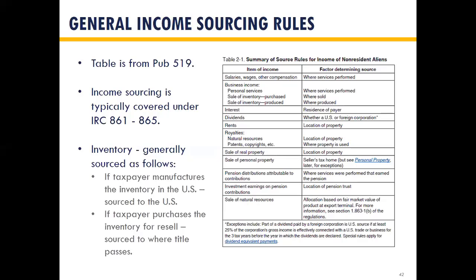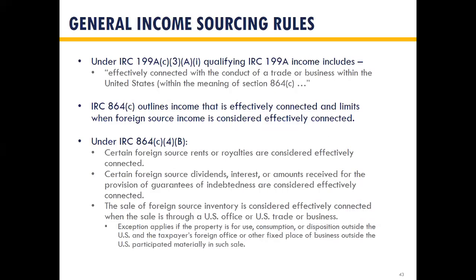So for instance, if you had a US taxpayer that manufactured a product and sold it to a customer outside the US, the main consideration was where it was produced. And if it was produced in the US, then it's considered US source income. The rule is different if the taxpayer has purchased inventory. In that case, it's sourced to where title passes. So if you had a US taxpayer purchasing inventory, maybe a distributor, and then selling it outside the US, you would look to where title passes, and that would dictate whether the income is foreign source or US source.